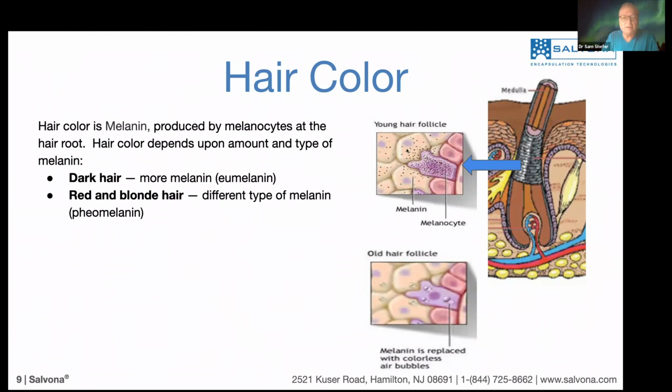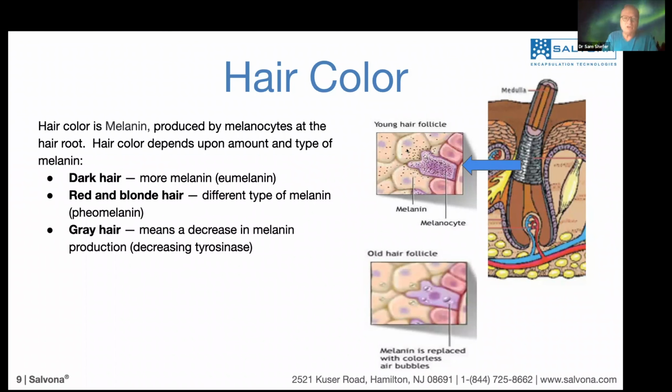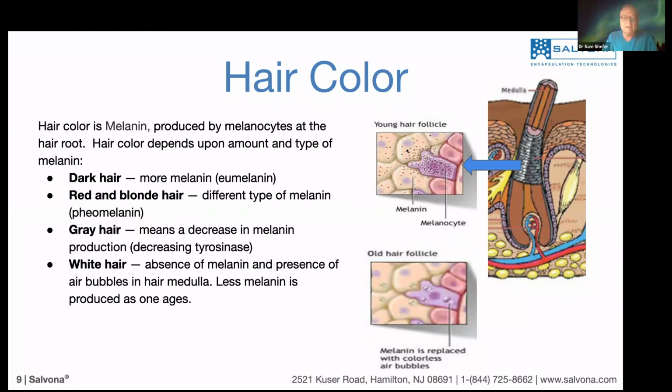Now, red and blonde typically come from either a different type of melanin or a reduced concentration of the melanocyte, melanosome and melanin itself. Of course, white hair means that there is no pigment at all, no melanin in the hair. So this is the variation of colors in relationship with melanin.